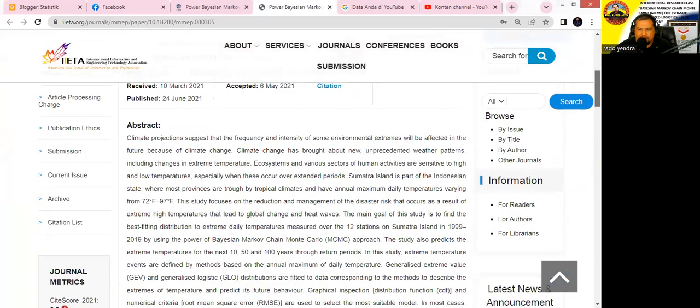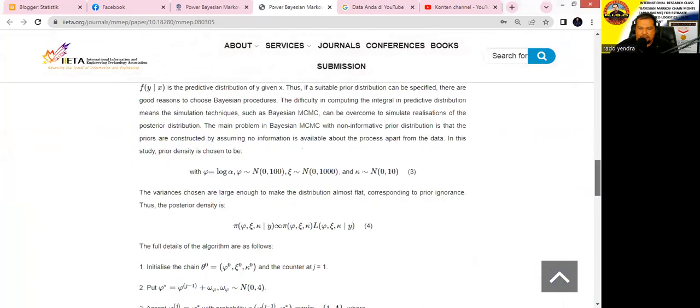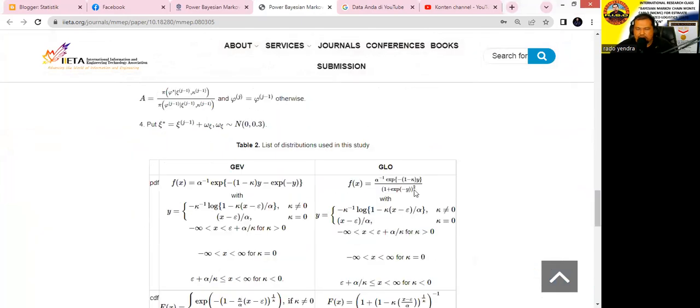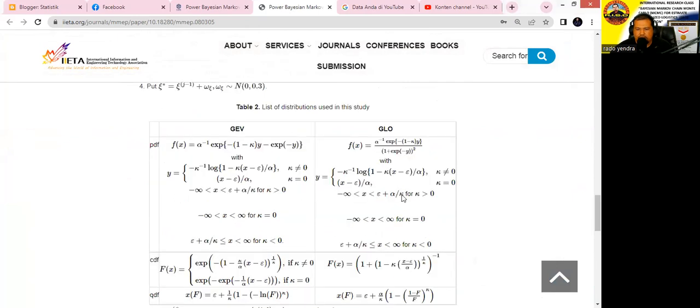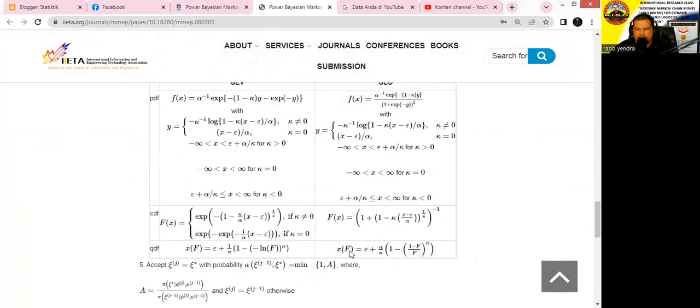In this research article, there is the density function of GLO. You can check in Table 2. GLO is the generalized logistic. You can find the density function, the cumulative function, and the quantile function.